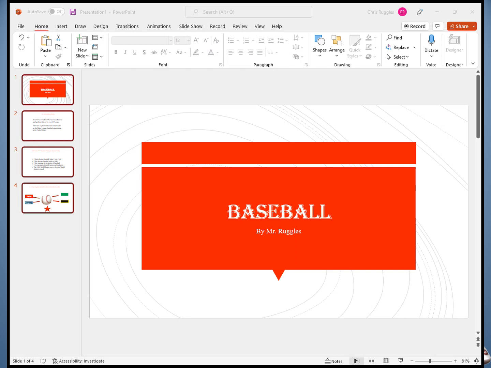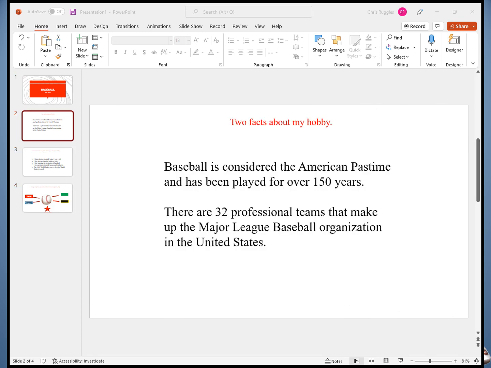Okay, here's one more example. Here's the title slide. Baseball by Mr. Ruggles. If you want to make it fancier, include some of these frame formats, you can. You don't have to. So that's title slide 1. Second slide is 2 facts about my hobby. It's a really bad color. Baseball is considered an American pastime and has been played for over 150 years. There are 32 professional teams that make up the Major League Baseball organization in the United States.